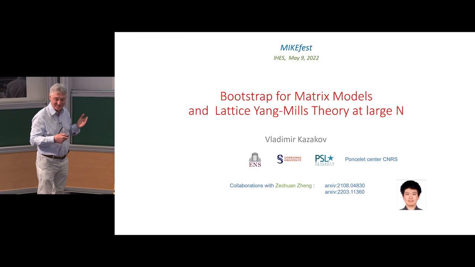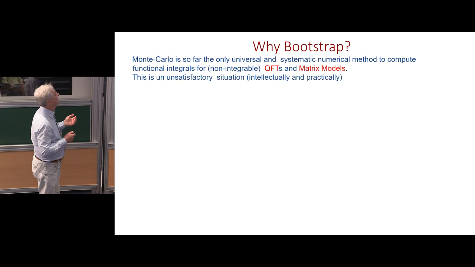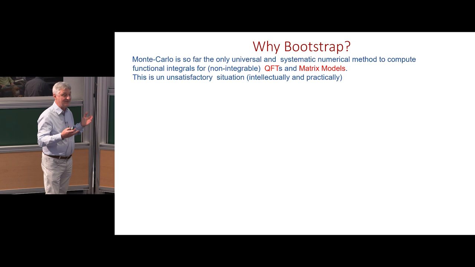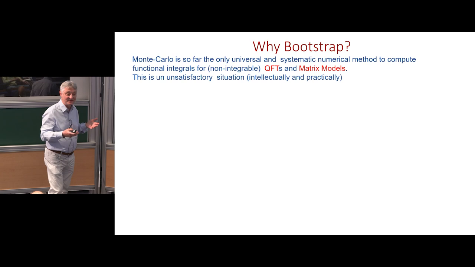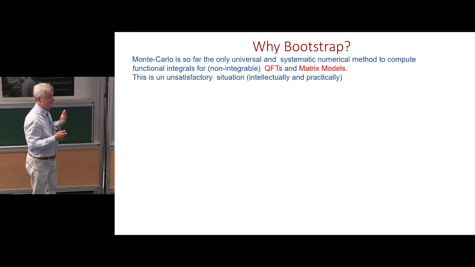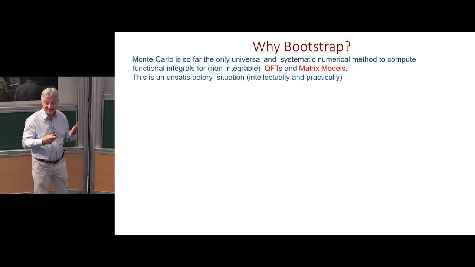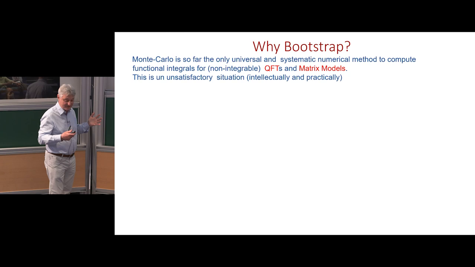Okay, then why Bootstrap? Monte Carlo seems to be now the only universal systematic method to compute functional integrals in quantum field theory or matrix models, unless you have some integrability, but in most cases you don't have. But I think this situation is both practically and intellectually not very satisfactory. We have only one method on the market, and as Mike taught me, there should be some competition.